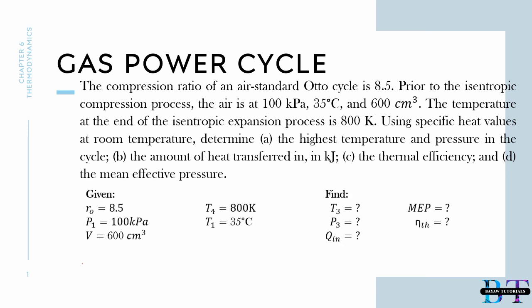With our compression ratio at 8.5, our initial pressure at 100 kilopascals, our volume at 600 cubic centimeter, our T sub 4 at 800 Kelvin, our T sub 1 at 35 degrees Celsius, and we're tasked to find the highest temperature and pressure, or T sub 3 and P sub 3, our Q in, our thermal efficiency, and our MEP.